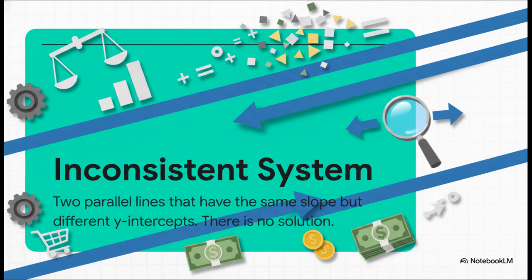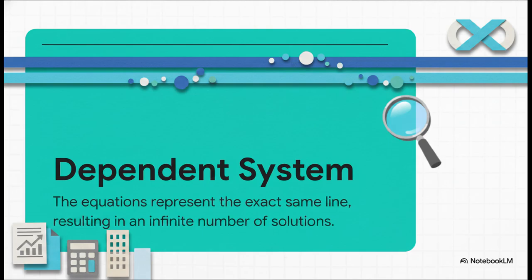Visually, these are parallel lines. They have the same slope but start at different points on the y-axis, meaning they are never, ever going to intersect. And our third bucket is the dependent system. In this scenario, your mathematical steps result in an identity, like 0 equals 0. Now, this is a true statement, and it reveals that the equations actually represent the exact same coincident line. Because the lines are literally sitting right on top of each other, every single point on the line satisfies the system. You end up with infinitely many solutions.